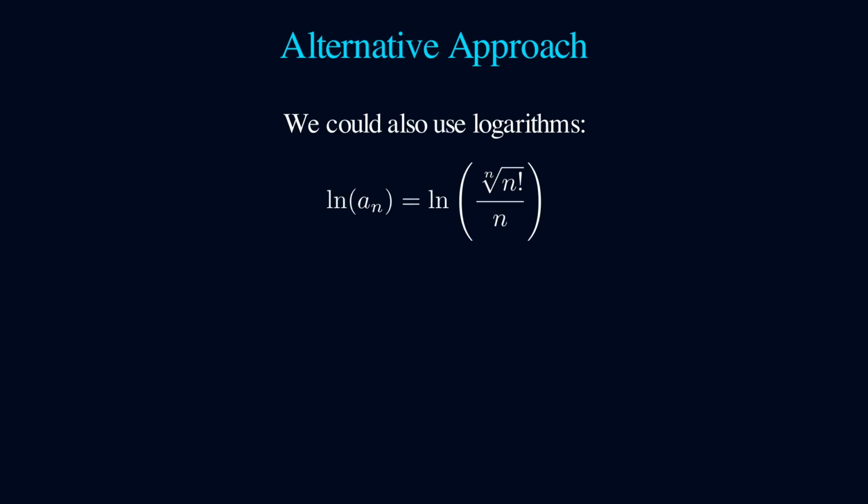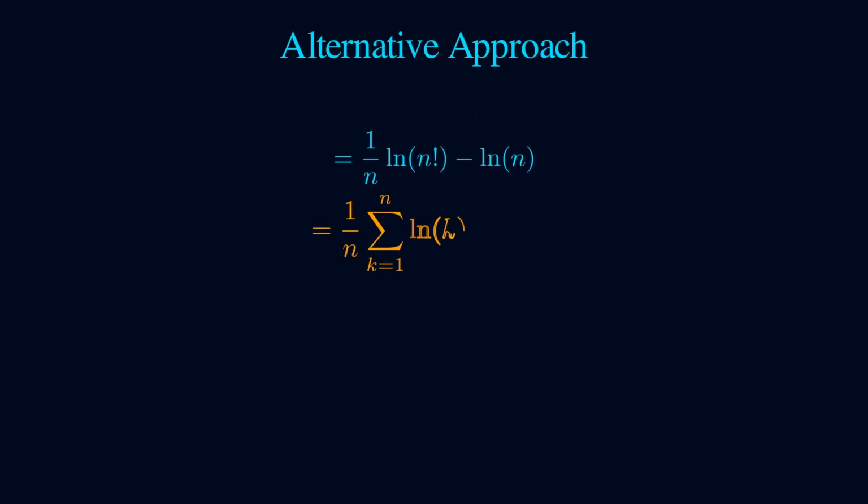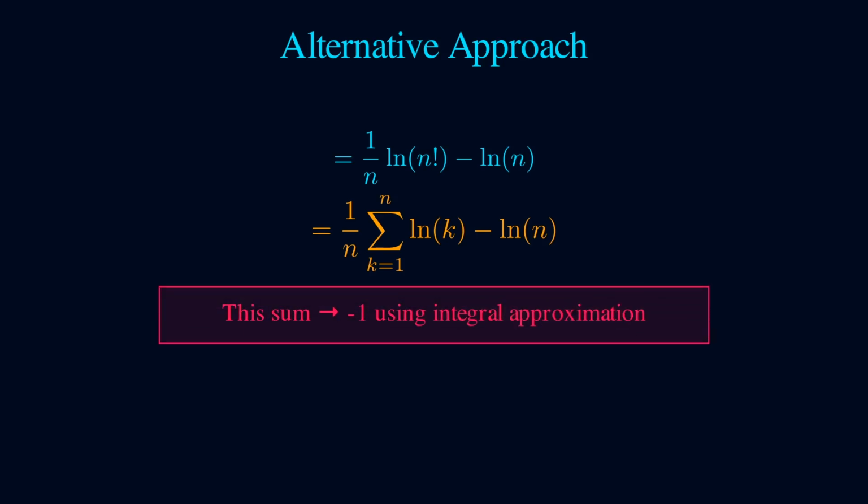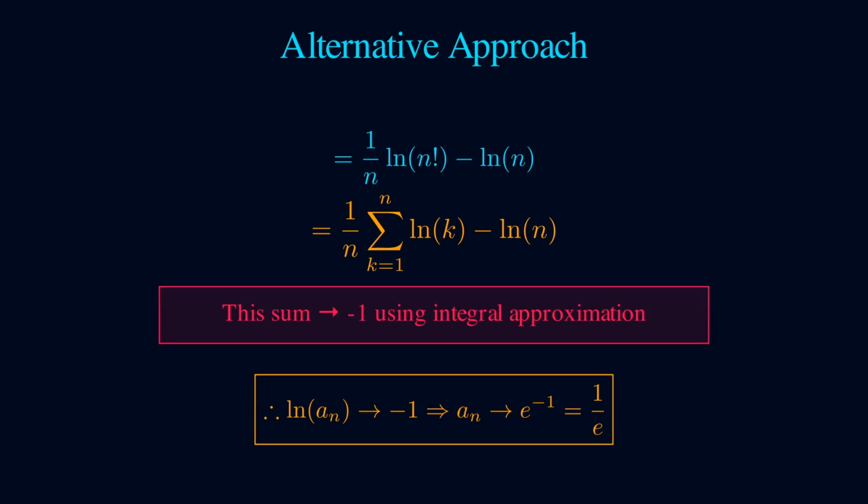Why does 1 over e appear as our answer? The number e emerges naturally because of how factorial growth relates to exponential growth. E is the unique base where the rate of growth equals the function itself. When we extract the nth root of n factorial and scale by n, e naturally surfaces. It's another example of e's fundamental role in mathematics.